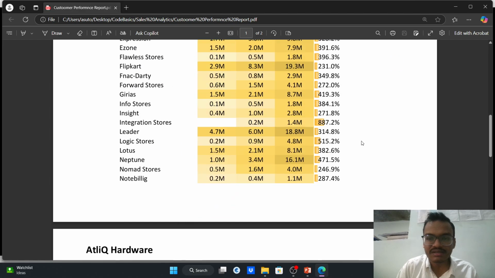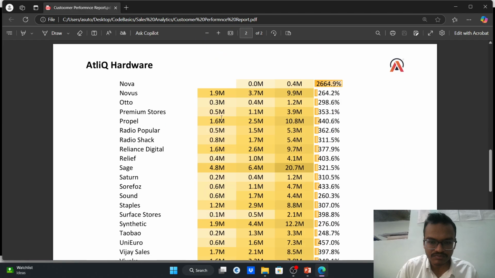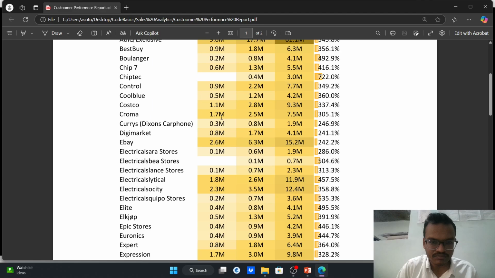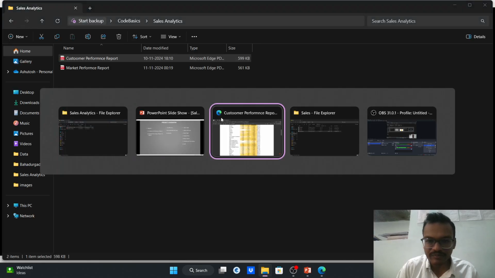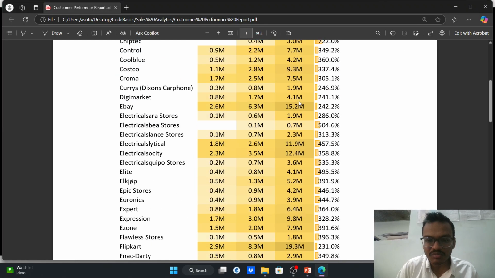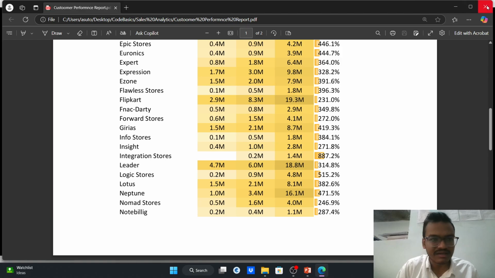Okay, so this is what the customer performance report shows. This I have made by using Power Pivot. Okay, Power Pivot, Power Query, and at last I have used the summarizing tool, what we call it as, pivot table. Okay. So sorry, I forgot the name. Here I've used pivot table in order to summarize the data. Okay. So this is customer performance report.